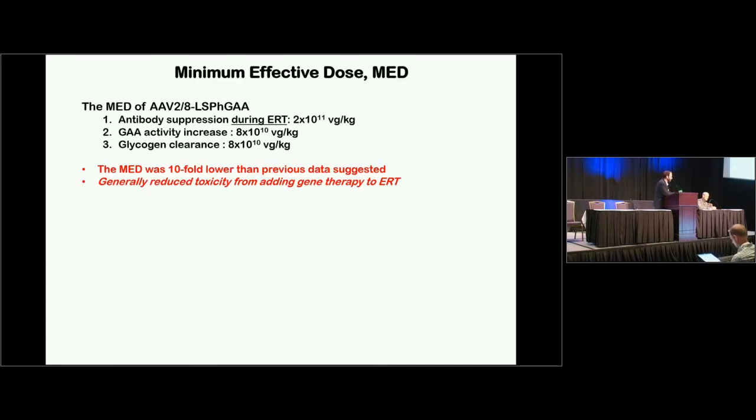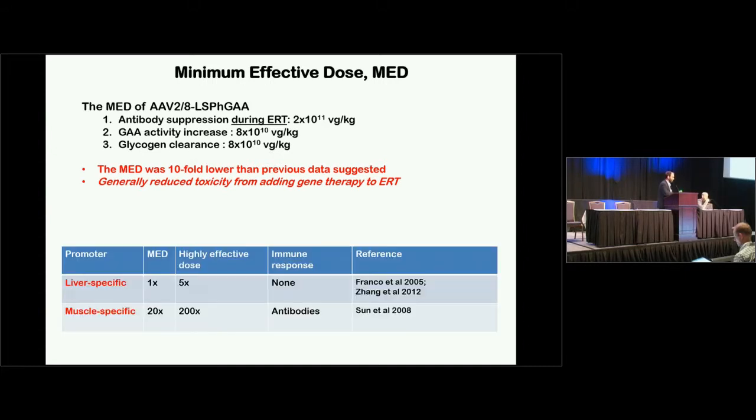And it's a little bit interesting because to prevent antibody formation in response to ERT, we needed the slightly higher dose, 2 × 10 to the 11th vector genomes per kilogram. And this corresponds to experiments done by Roland Herzog and others, this critical dose of greater than 8 × 10 to the 10th vector genomes per kilogram to prevent the immune response to the therapeutic protein. But we do get biochemical correction at the lower dose from the vector by itself. And we saw generally reduced toxicity at least with respect to immune response by adding the AAV vector in advance of ERT.